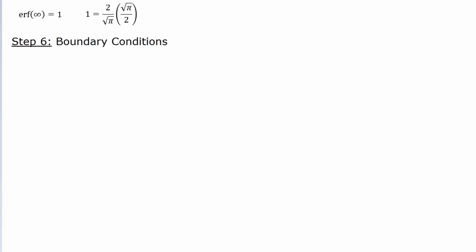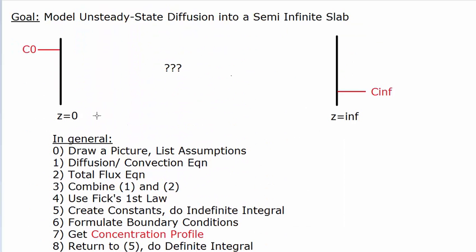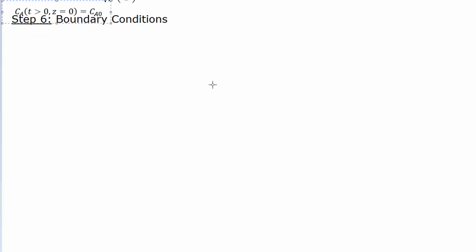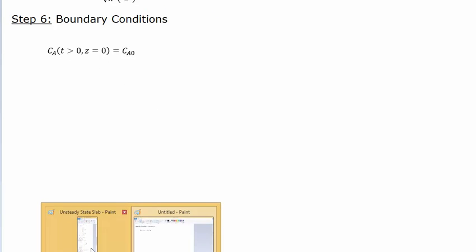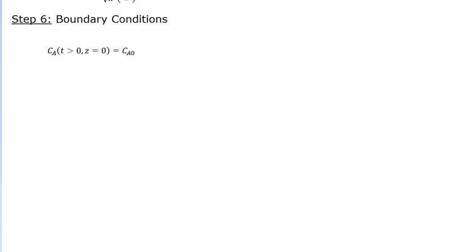So the first boundary condition is that back in our original problem, at some time greater than 0, we're going to have this initial concentration on the left-hand side of the slab and this concentration on the right-hand side of the slab. So at least the boundary conditions are pretty simple in this problem. Probably the only thing that's pretty simple. So remember, concentration now needs to be a function of two variables. It needs to be a function of t as well as z.